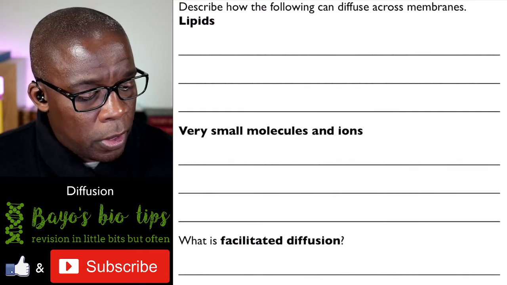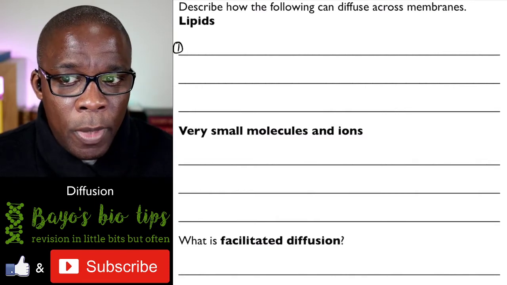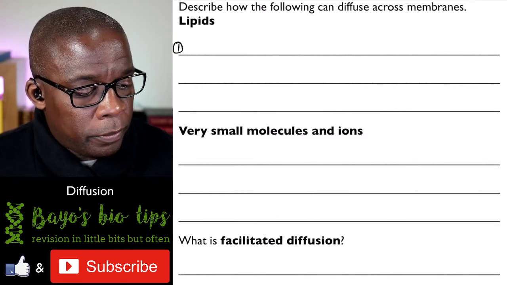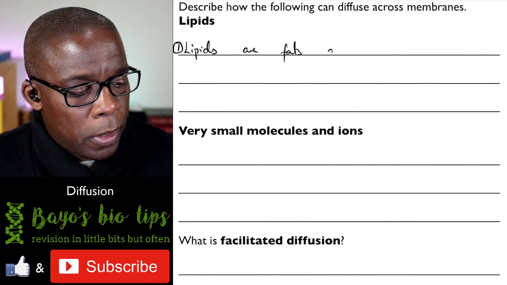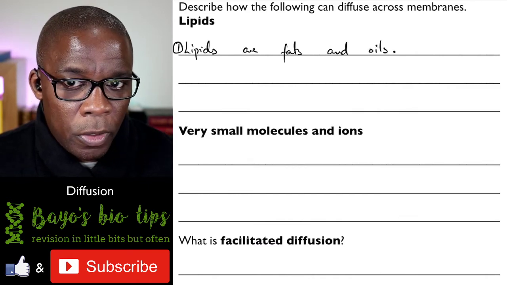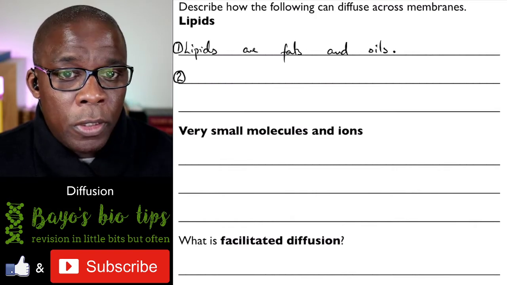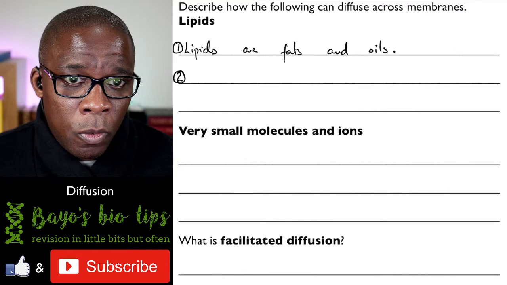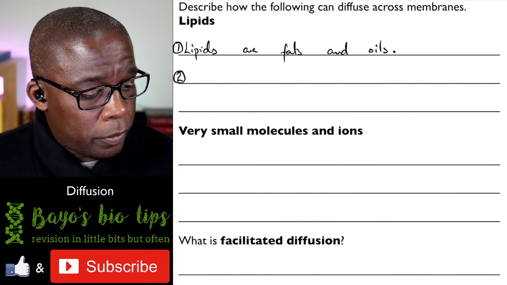Let's start off with lipids. So you may or may not know what a lipid is. Lipids are fats and oils. So now we need to think about why they can diffuse across membranes.